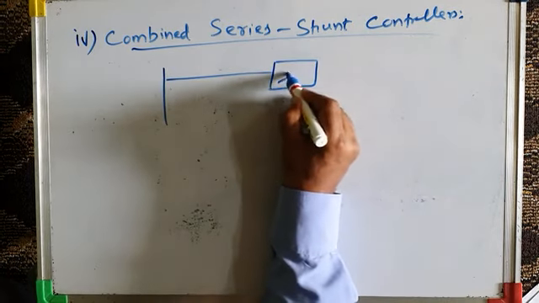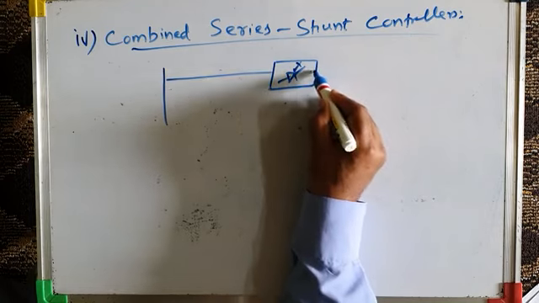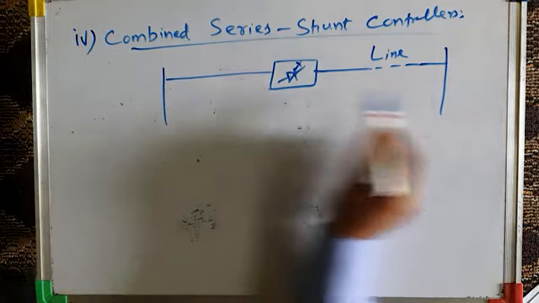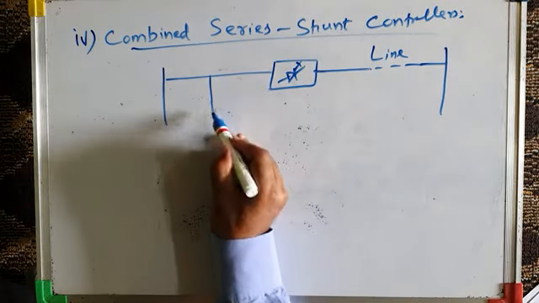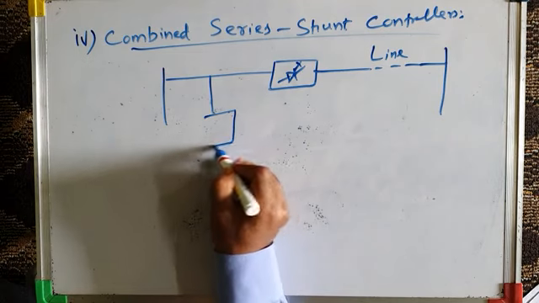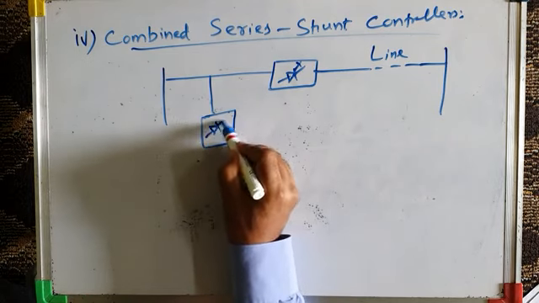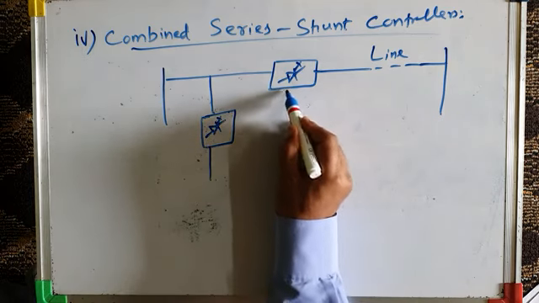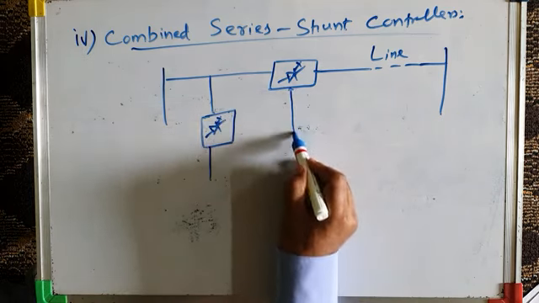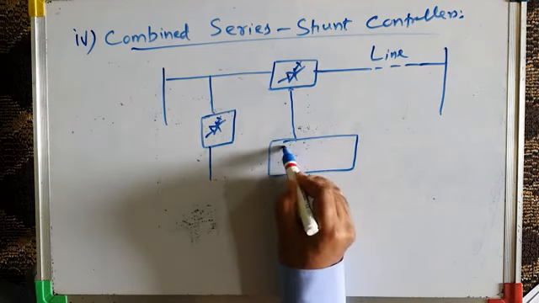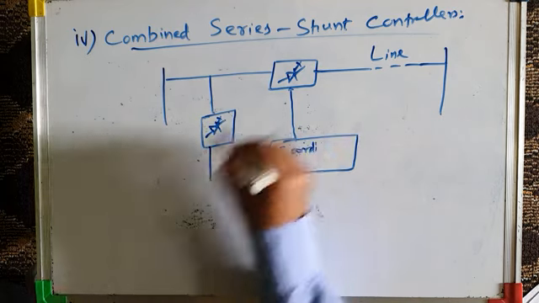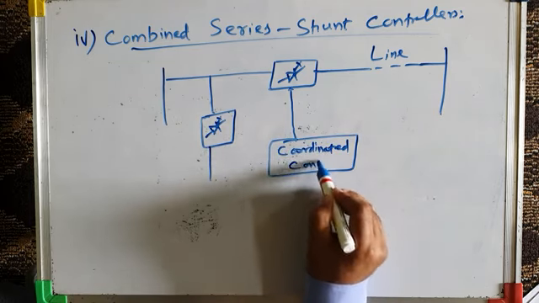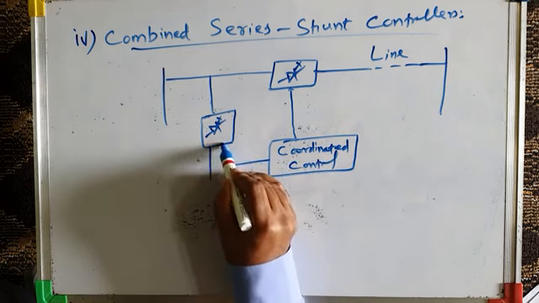Try to understand. I have a series FACTS controller like this. This is the series FACTS controller. This is my transmission line. These are the two buses. And I have a shunt FACTS controller like this, and I have a coordinated control. This block results in coordinated control of the two controllers, that's series and shunt controllers. Coordinated control scheme or coordinated controller.